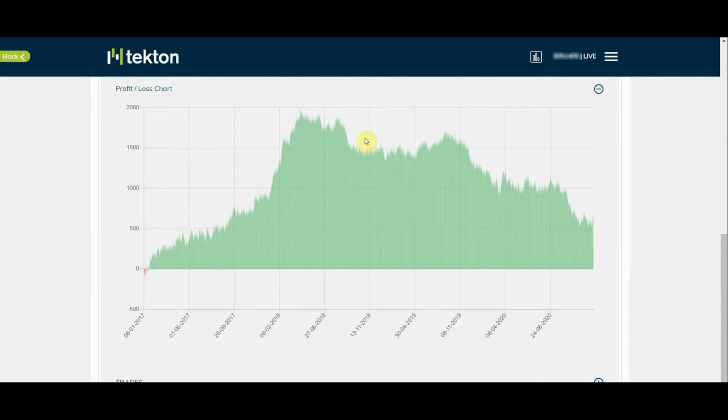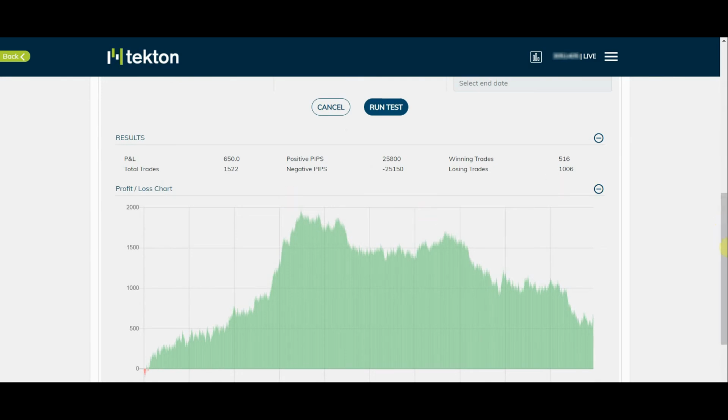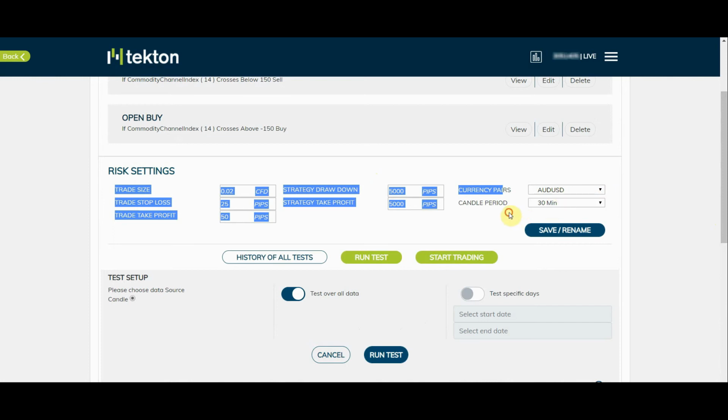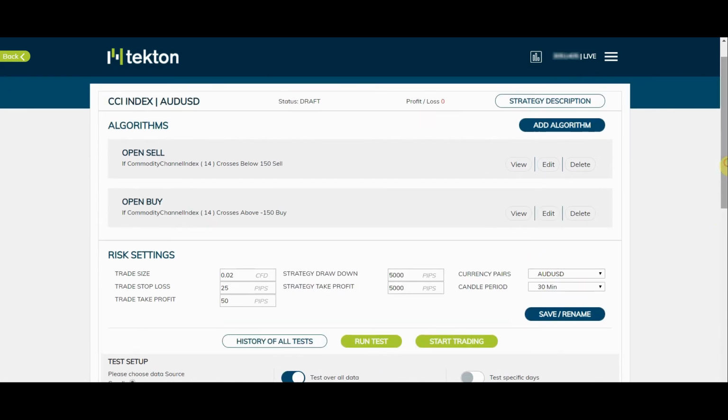So as you can see, it reached a peak of 2,000. It ended up around 600 or thereabouts, I would say. Yeah, 650. So we know that this particular strategy may need retweaking.